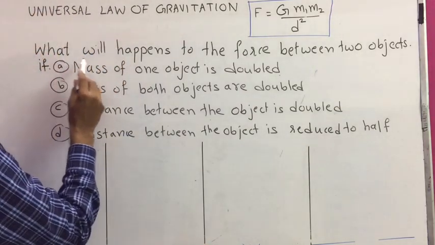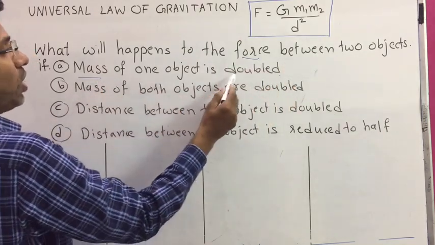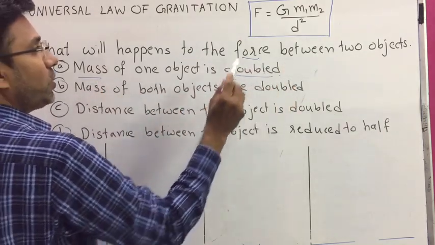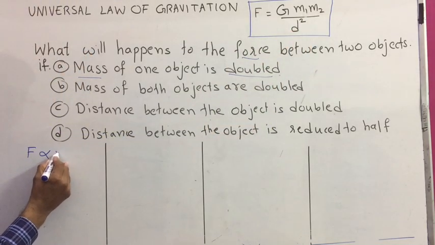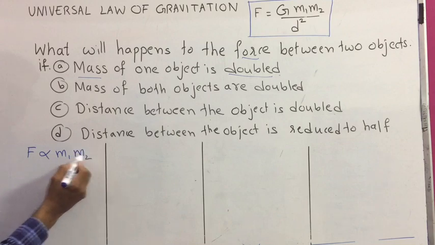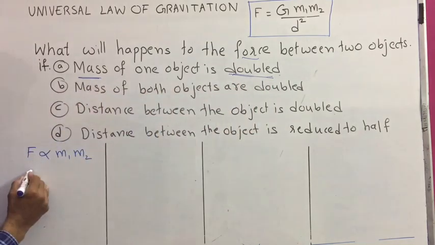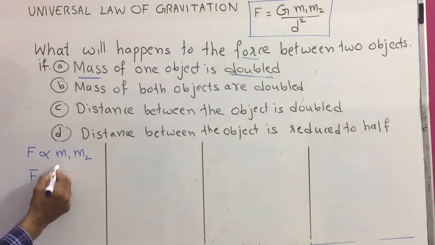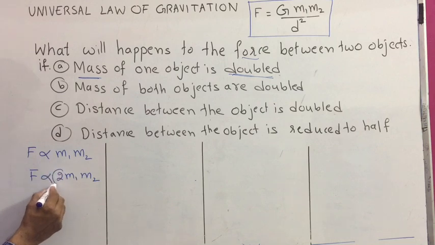First question, what will happen to force between two objects when mass of one object is doubled? That means he is talking about force and masses. Therefore take only force and masses. F proportional to m1 m2. It is clearly mentioned in the question mass is doubled, so only one mass. So for m1 you can write 2 m1 and m2. Here you can see the value 2. That means the force is increased by 2 times.